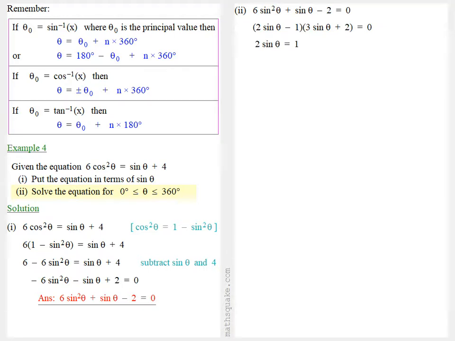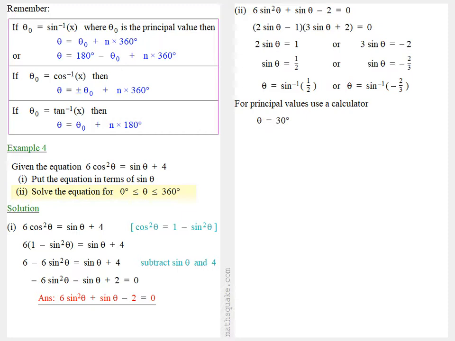So either 2 sine theta equals 1 or 3 sine theta equals minus 2, which means sine theta is a half or sine theta is minus 2/3. Now we can take the inverse sine of both of those. So if we take the inverse sine of a half, the principal value is 30 degrees. And if we take the inverse sine of minus 2/3, the principal value is minus 41.8 degrees.